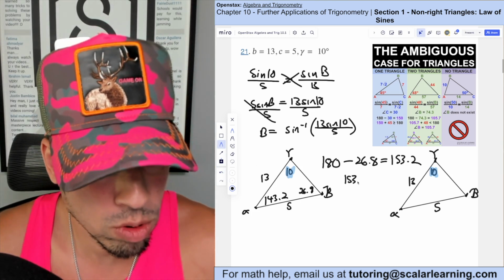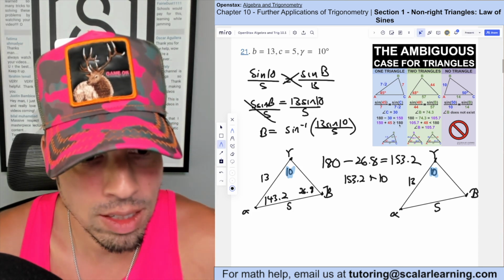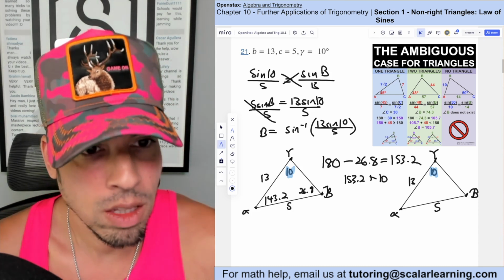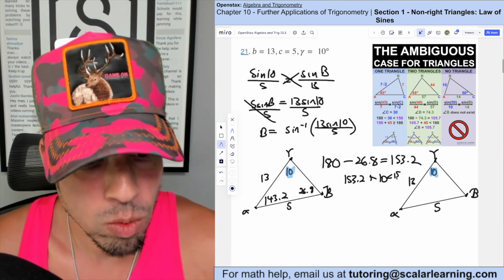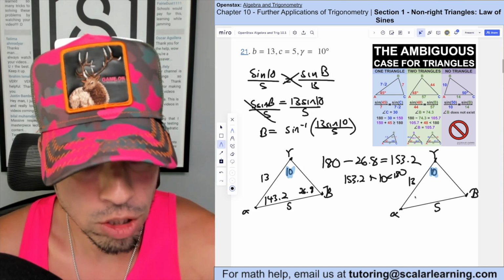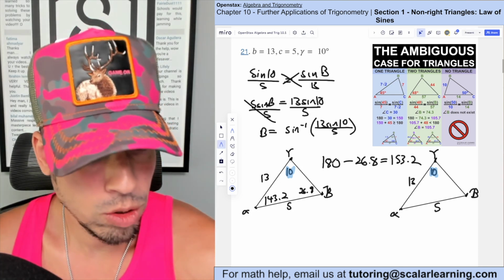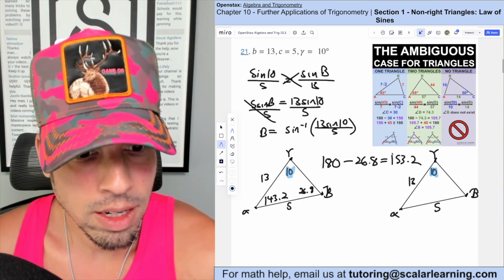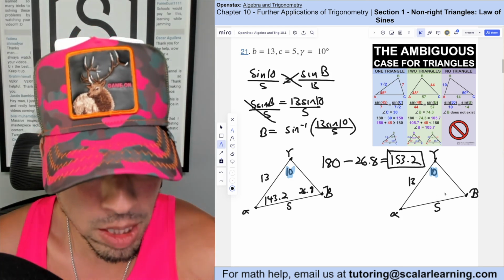So 153.2 plus 10, guess what? It is less than 180. If it was greater than 180, then we'd be in the one triangle situation, but we're less than 180, which means this is the two triangle situation. So we do have two triangles. And the nice thing about this step, when we do the subtraction from 180, is that the angle we get here is the second beta value, the beta value in this triangle.